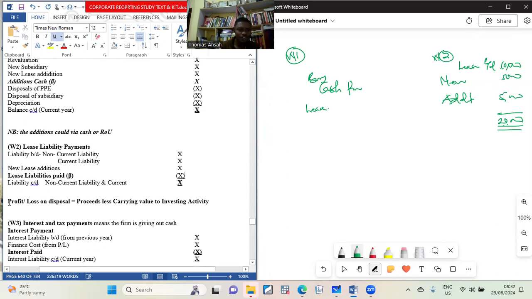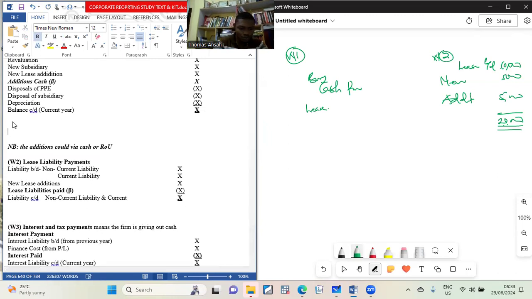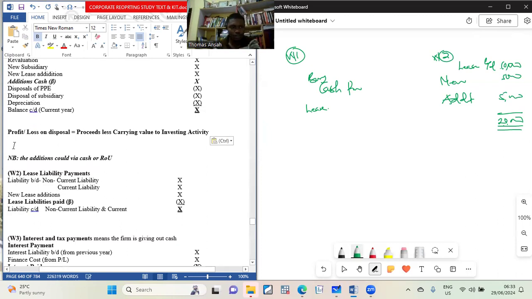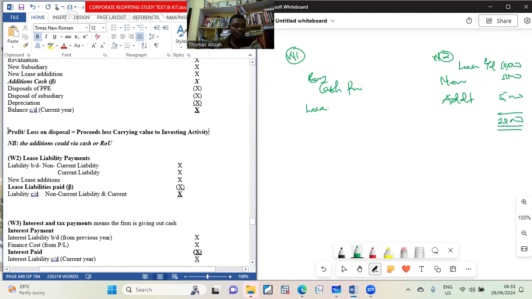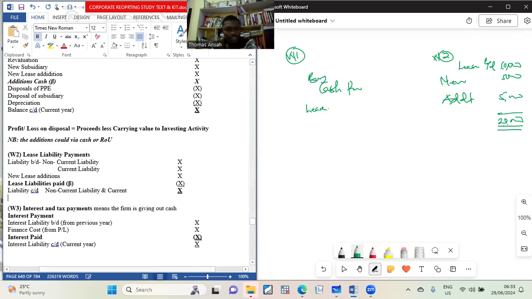Immediately you finish your workings one, do this one, two. Proceeds from disposal, compared to the carrying amount, will give you a profit or loss on disposal. If it is a profit, we know profits are usually added there, so you will deduct. If it is a loss, we know in operating, losses are already normally deducted, so you will add back. So that is it.